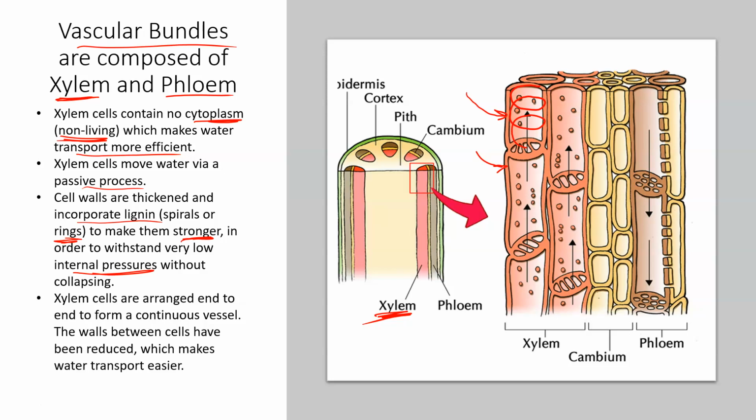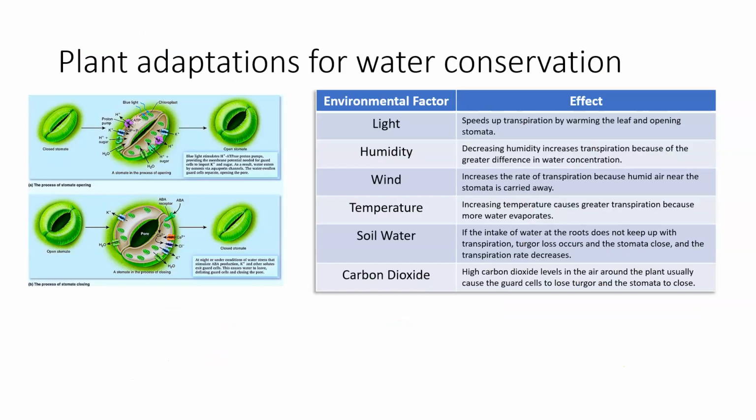Xylem cells are arranged end to end to form a continuous vessel. The walls between cells have been reduced, which makes water transport easier, and they have these little fortified junction points, but they are open from one cell to another. Again, they're not living, but it allows a continuous flow of water from the root to the shoot all the time. It's never broken.